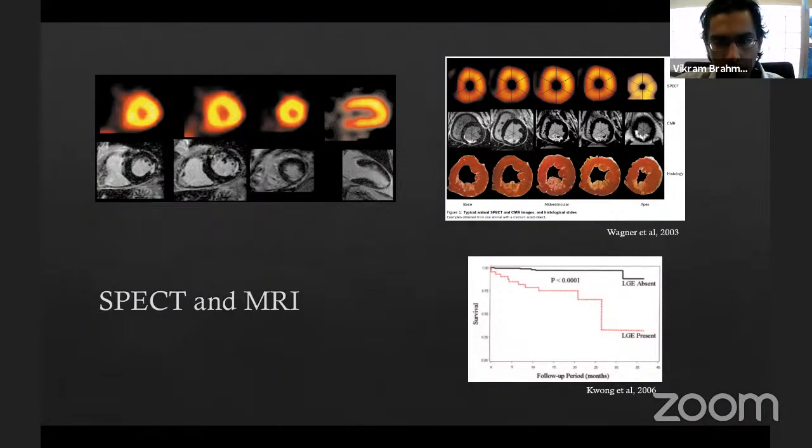So last point on this, I think the Achilles heel of functional testing is that you might miss coronary disease entirely. But at least with MRI, if there are old events, you can reliably pick them up.